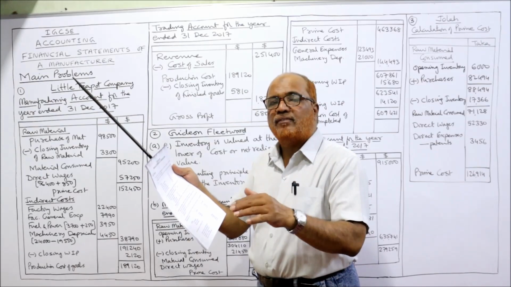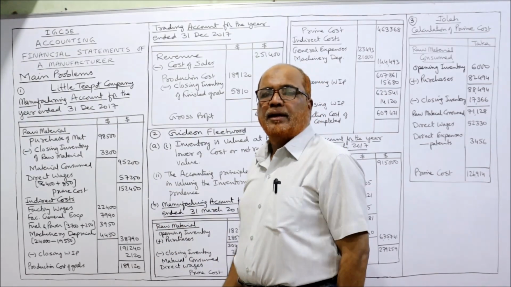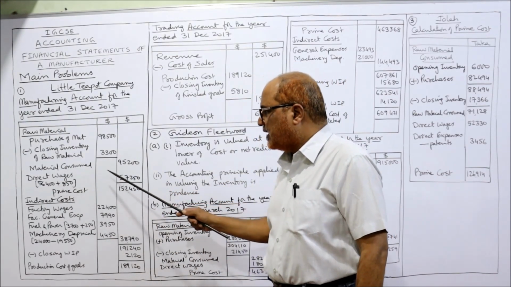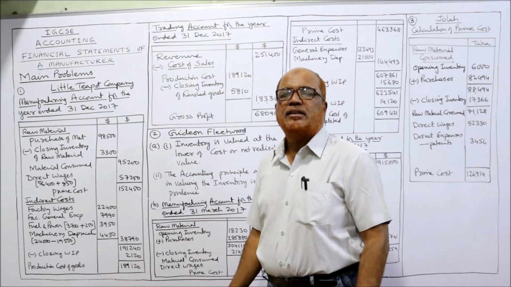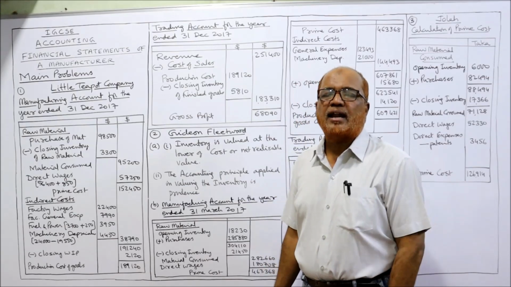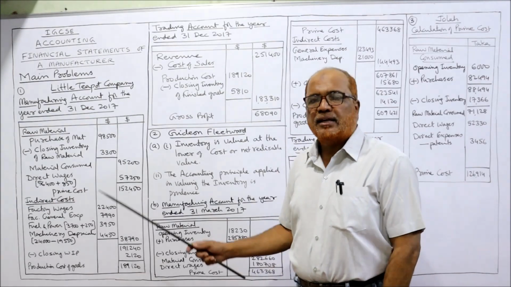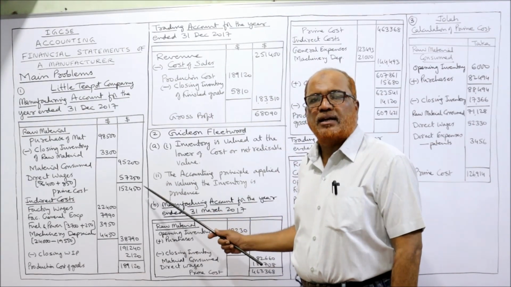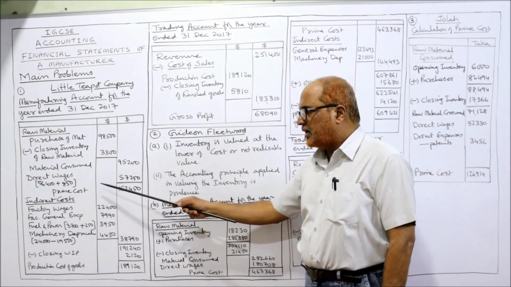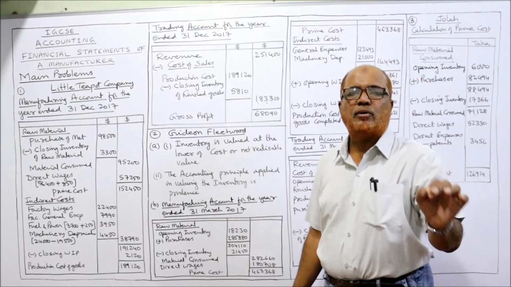How much are the factory wages unpaid, due but not paid? 850. 850 are due. So we add up 56,400 plus 850, it is 57,250. These are the total wages, direct wages. We don't have any direct expenses. So simply we add up material consumed plus direct wages, we will get the prime cost. So material consumed 95,200, direct wages 57,250, add up 152,450 is the prime cost.